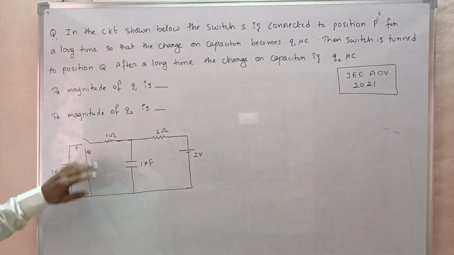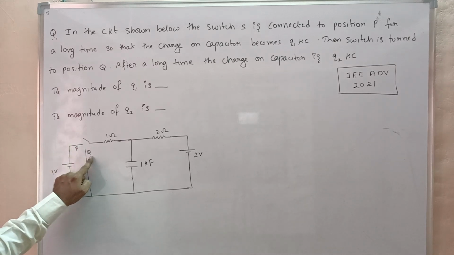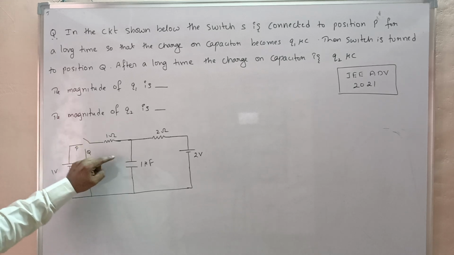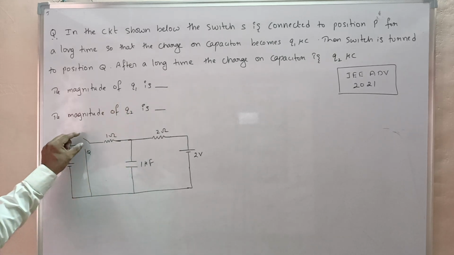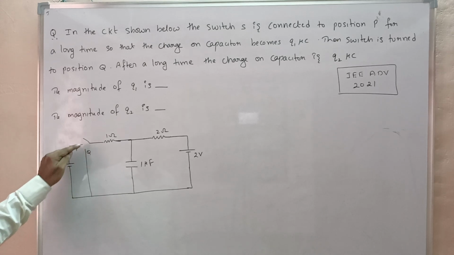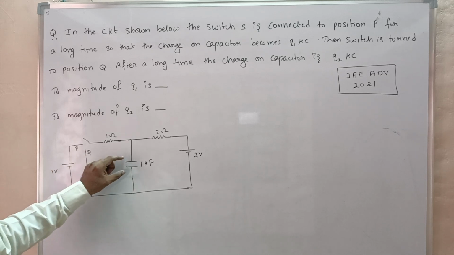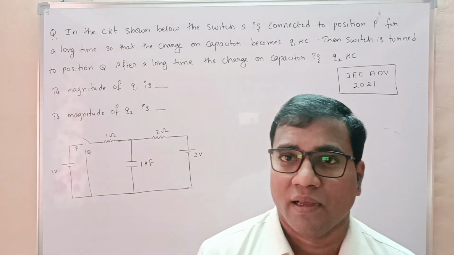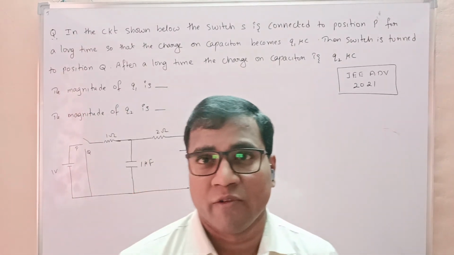Here he is saying that in this circuit two positions are there, one is P and the second is Q. When the switch is connected to P and after a long time, the charge on the capacitor is Q1. After that, the switch is turned to position Q. Initially it is connected to P, now it is connected to Q, and again after a long time the charge on the capacitor is Q2. He is asking for the magnitudes of Q1 and Q2, and it is a JEE Advanced 2021 question.